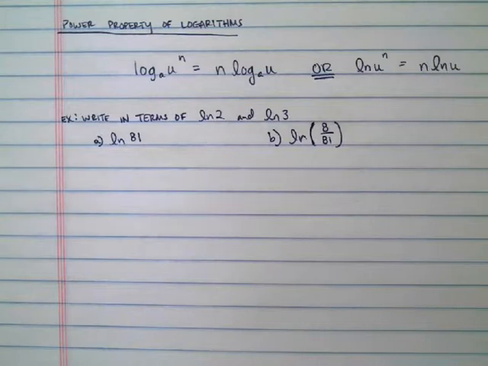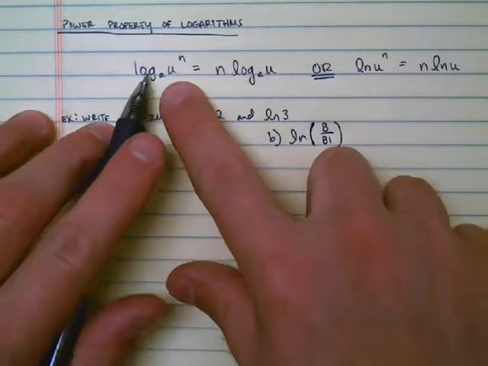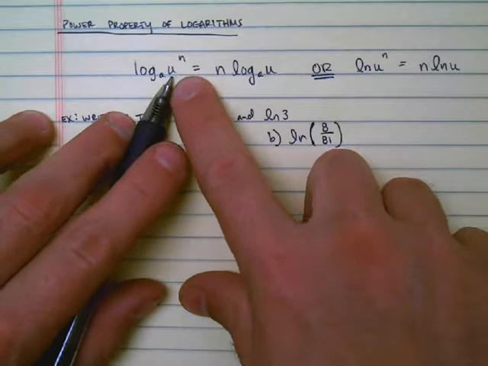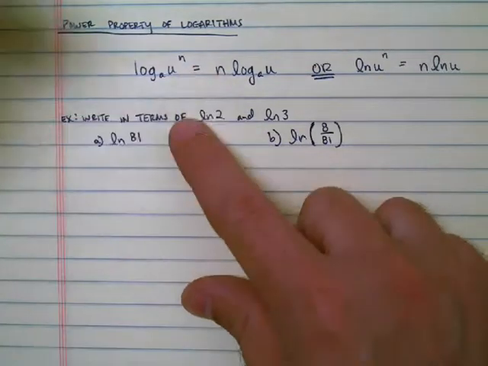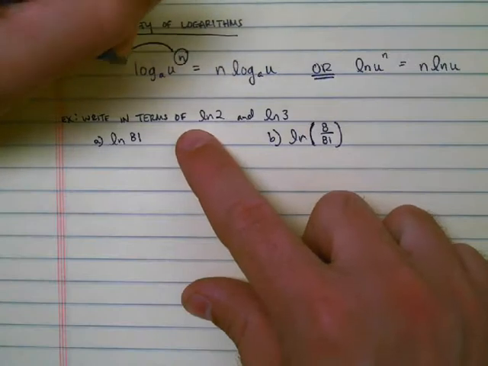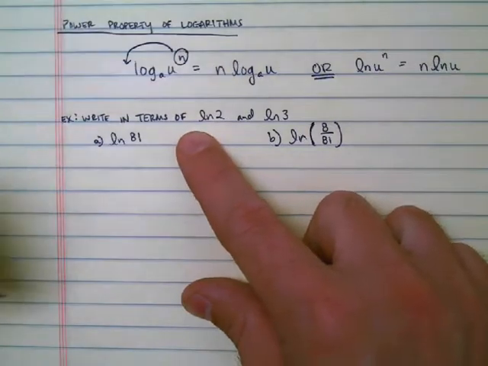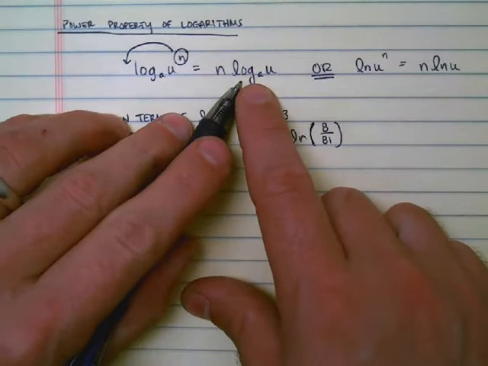In this video, I'm going to be discussing the power property of logarithms. The power property of logarithms simply says this: if I have a logarithm of base a of a number, or a value really, raised to an exponent, I can take the exponent and move it down in front. It's the same thing as taking that number, multiplying it by the logarithm.